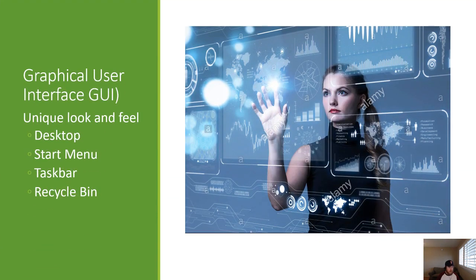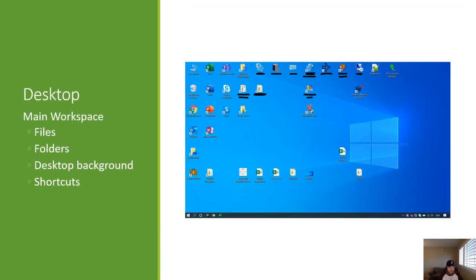So, the graphical user interface again is the look and feel of the system. So when we're talking about the desktop on Windows 10, we're talking about not only the desktop, but the start menu, the taskbar, and the recycling bin. So I'm going to go over each of these in detail. Now, what you see here on the right is a picture of the Windows 10 desktop. This is the main workspace of Windows 10, and this is a picture that I got from the internet because it really had everything that I was looking for within this picture.